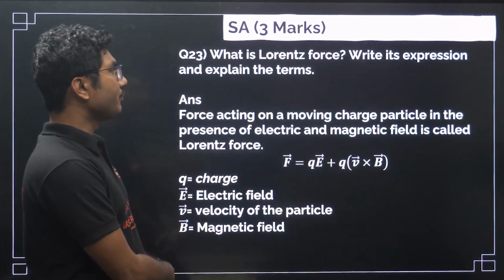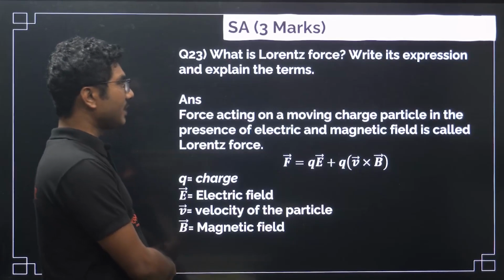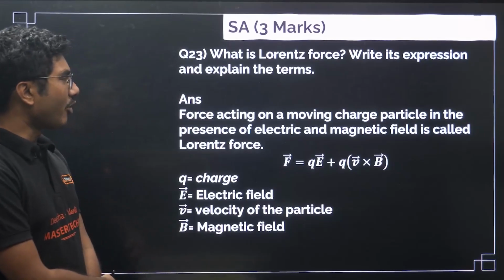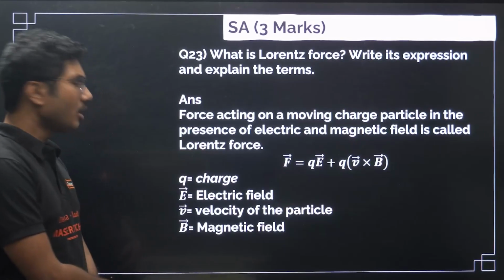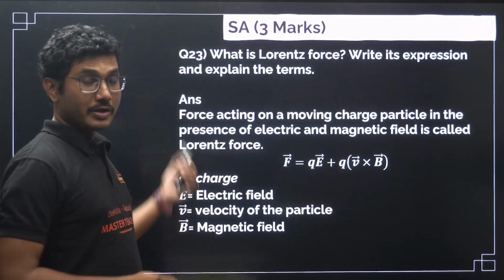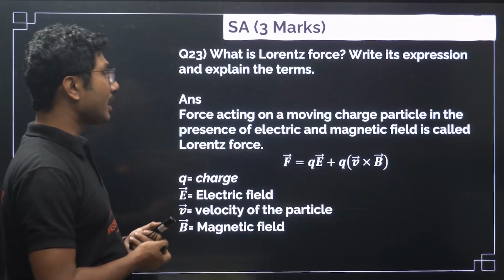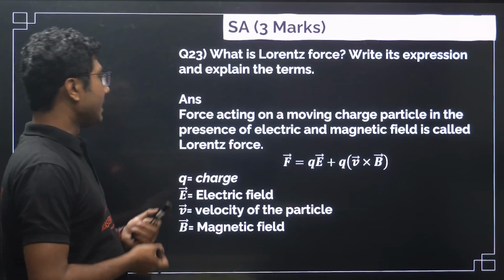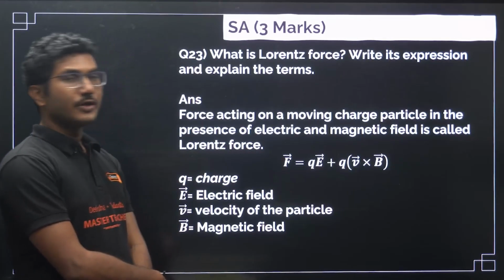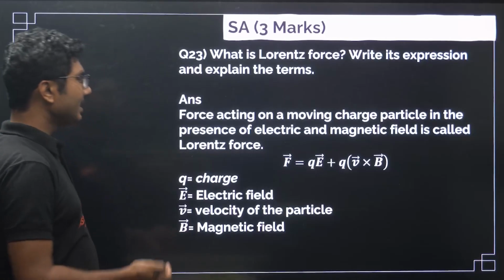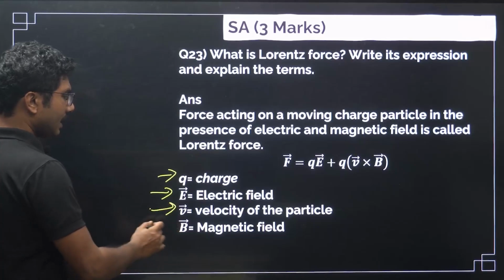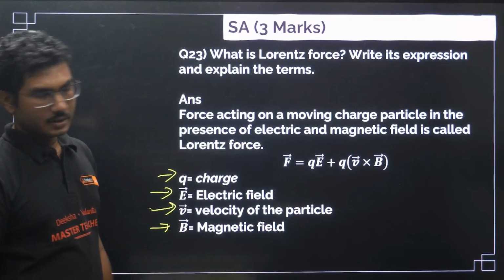Now let us move on to the next question. What is Lorentz force? Write its expression and explain the terms. Force acting on a moving charged particle in the presence of electric and magnetic field is called Lorentz force. So, as I said, Lorentz force is when magnetic and electric fields both are present. Expression is F is equal to Q into E plus Q into V cross B. Here Q is the charge, E is the electric field, V is the velocity of the particle and B is the magnetic field. You have to mention that.